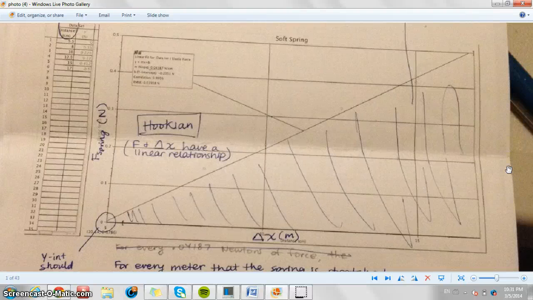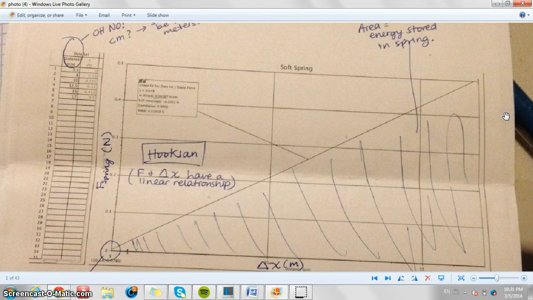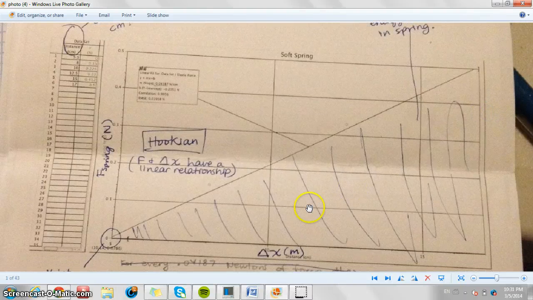Hi, this is Leanna from period 5, and here we have our graph of the force that's exerted on a spring. This is one of the smaller springs in our lab, and on the x-axis we have the amount that the spring was stretched.